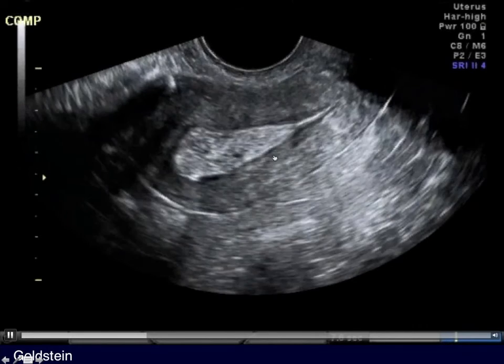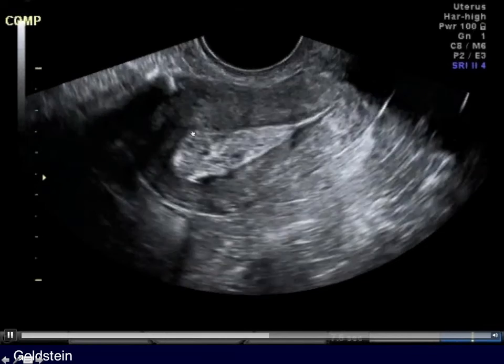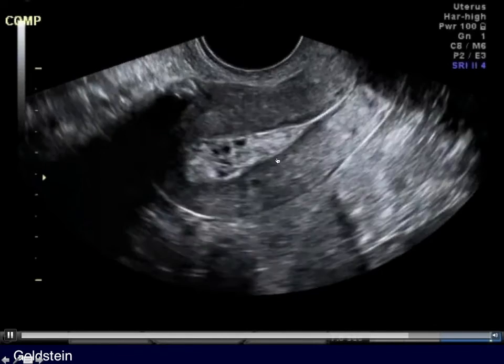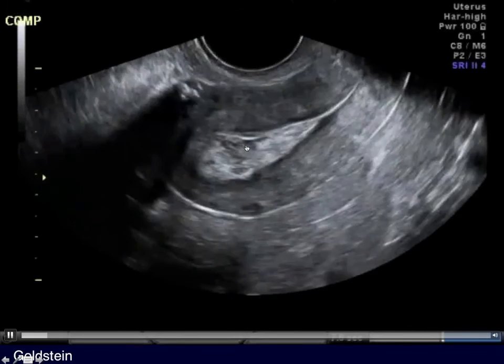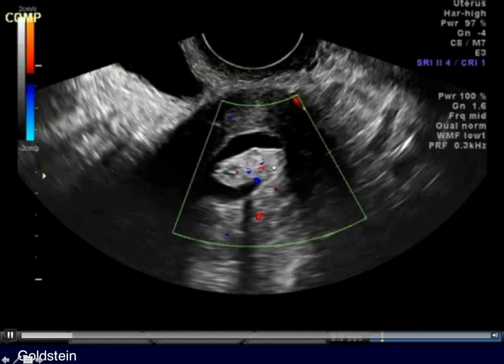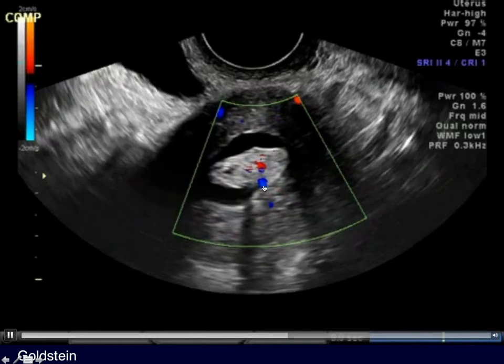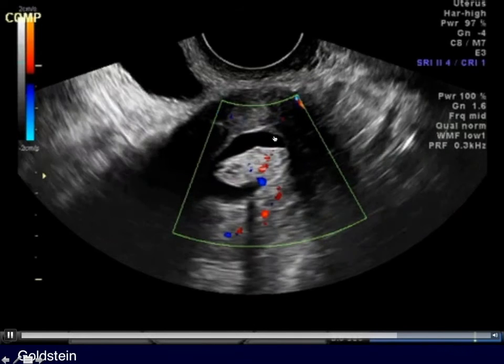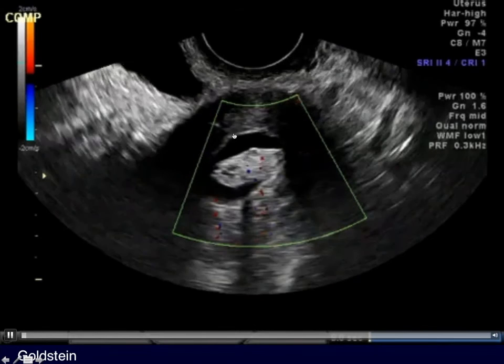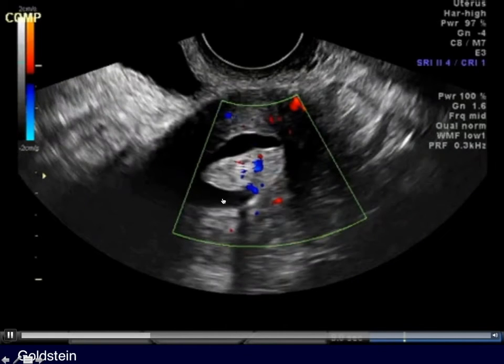Here's a more modern clip of a patient like that with a very heterogeneous thickened endometrial echo early in the cycle. We do saline infusion, and you can see she's got a rather large polyp with a central feeder vessel here, and the endometrium surrounding the fluid is in fact thin because this is done early in the cycle.